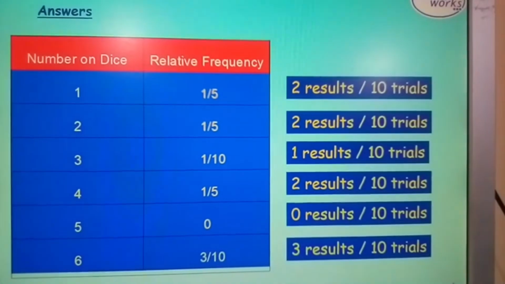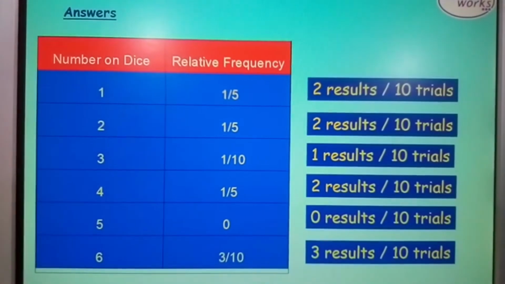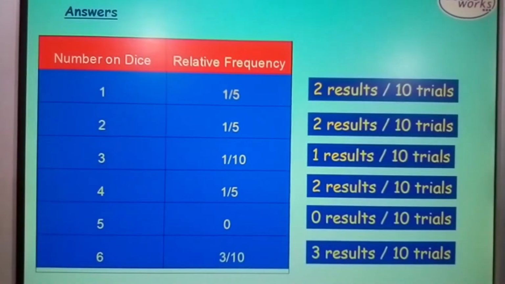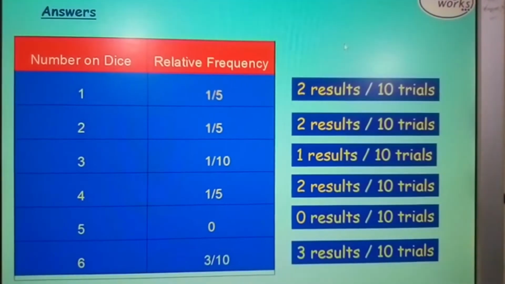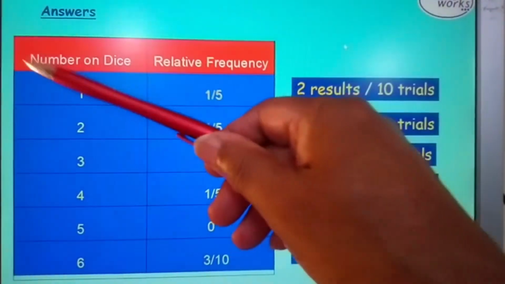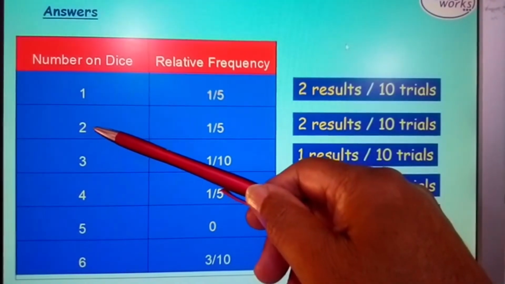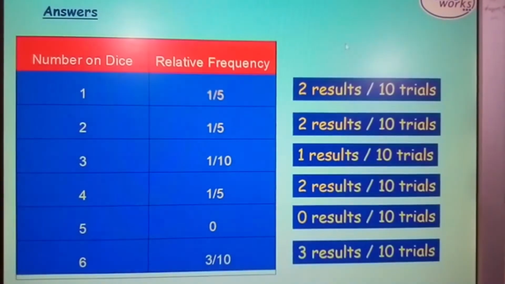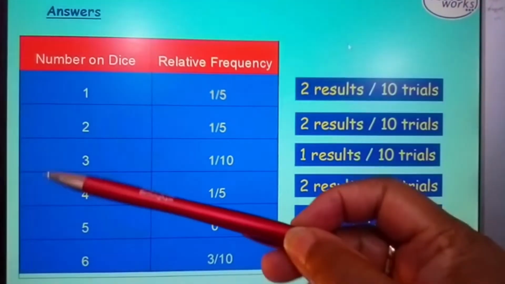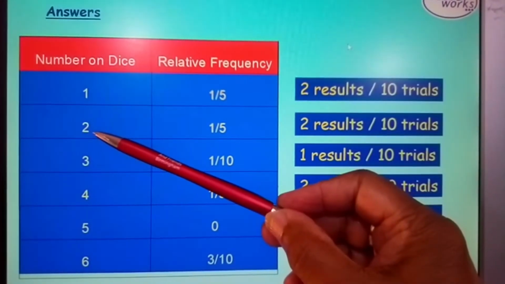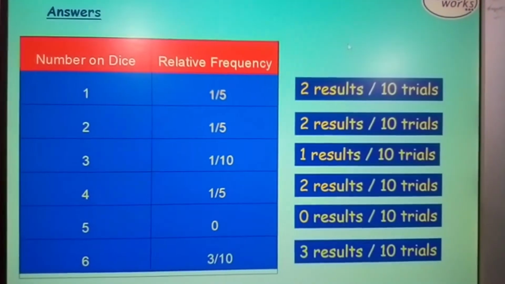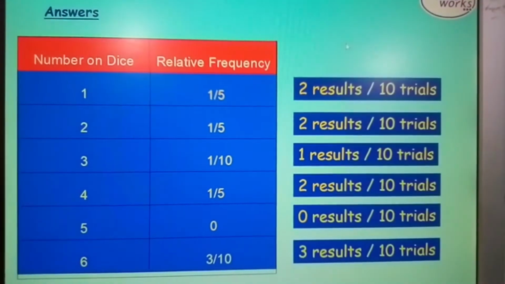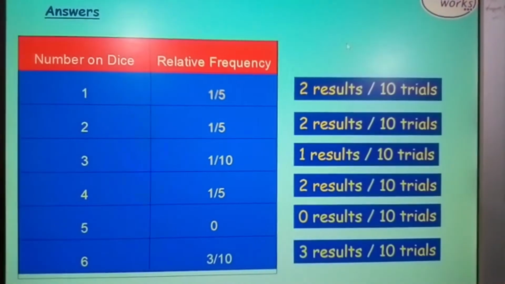Sorry, I'm off half frame. Just wait to get into focus. So sorry, I was just trying to work out something there, and it's quite correct. That's it. So here we have the number on the dice: 1, 2, 3, 4, 5, 6, and we're looking for the relative frequency now.